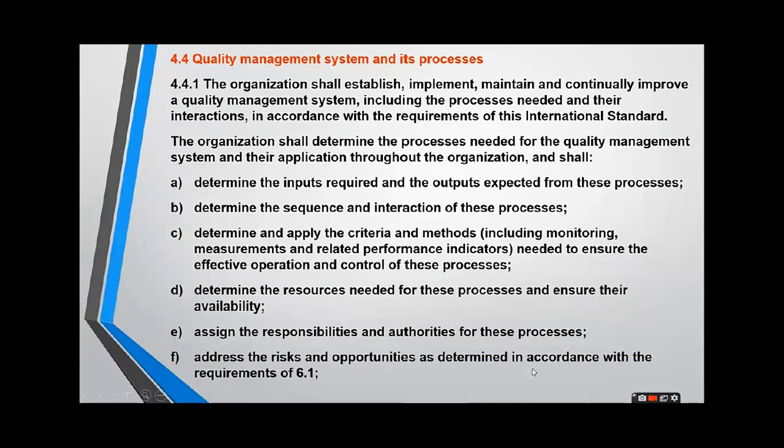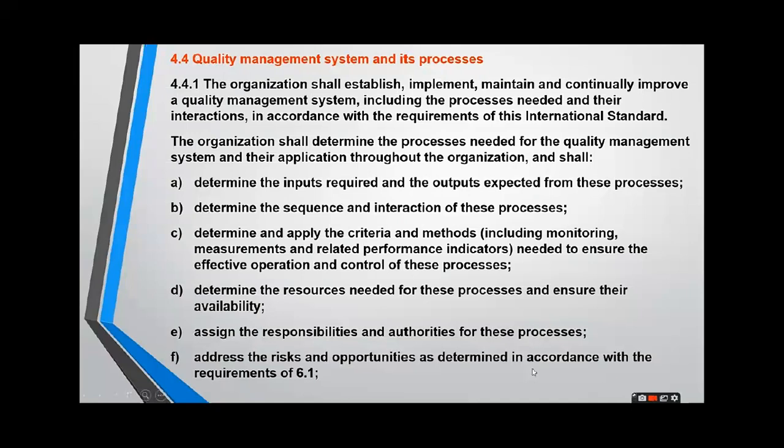Okay. The sequence and interaction is to determine the sequence and interaction of what? Of the processes within the organization. You will define and apply the criteria and methods, including monitoring, measurement, and performance indicators, to ensure that the effective operation and control of these processes is done very correctly. You will identify the resources needed for these processes and ensure their availability. After that, you will clearly assign the responsibilities and authorities to each of these processes. You will address the risks and opportunities as determined in accordance with the requirements of clause 6.1.